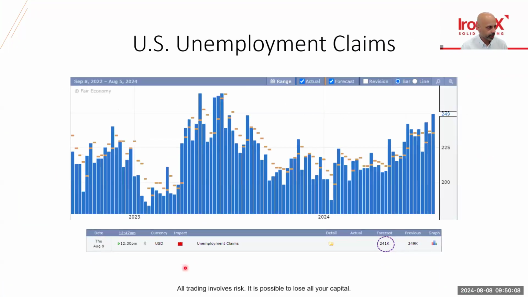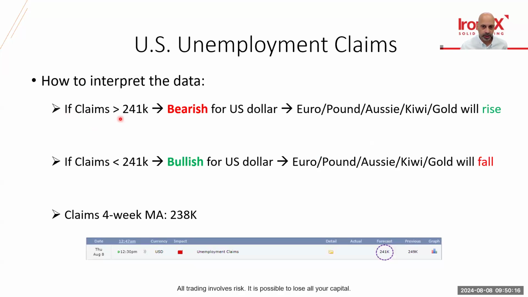And of course, do remember we've got unemployment claims coming up today at 12:30 p.m. GMT. The forecast for this week is 241,000. If we see a claims figure that's greater than the forecast of 241,000, this is typically going to function as a bearish catalyst for the US dollar. Should that happen, we can expect currency pairs like the euro, pound, Aussie, Kiwi, and gold to typically rise. Conversely, if claims come in lower than 241,000, this could potentially be bullish for the dollar, and we can then expect currency pairs such as euro, pound, Aussie, Kiwi, and of course gold prices to potentially fall as well.